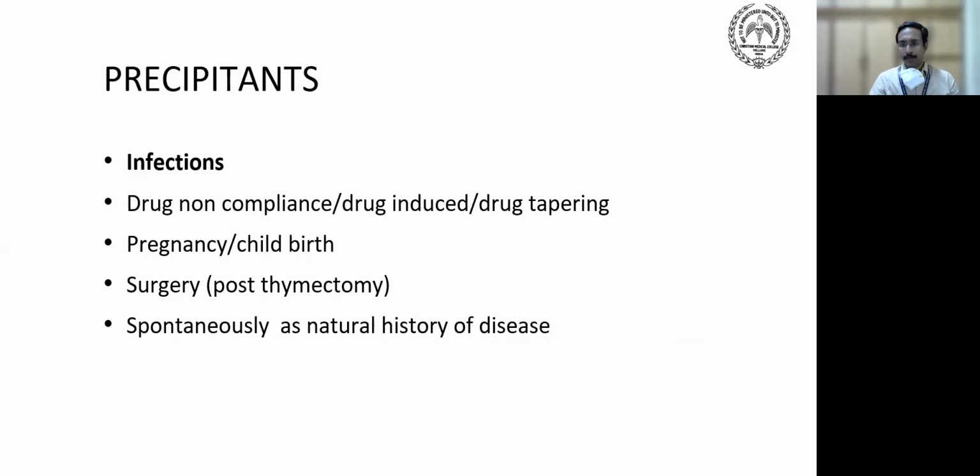So the most common precipitant, especially in the Indian scenario, is infection. Sometimes we see drug non-compliance, or we taper the drug and then they develop a worsening. Pregnancy and childbirth, immediate post-surgery, especially after thymectomy, and sometimes as part of the disease itself, which is the rarer part. What we see most commonly in our setup is infection. Especially during the COVID pandemic, we had a lot of patients who had come with worsening in myasthenia gravis, and this was also complicated by concomitant ARDS, and ventilation was difficult both from the myasthenia point of view and from the lung point of view. So they had a prolonged ventilatory state. We lost quite a few patients due to myasthenic crisis during this time.